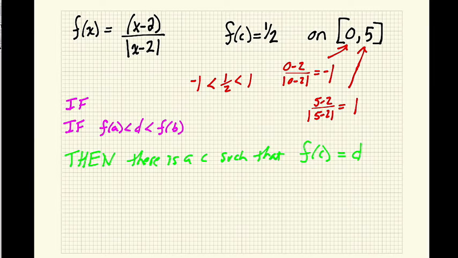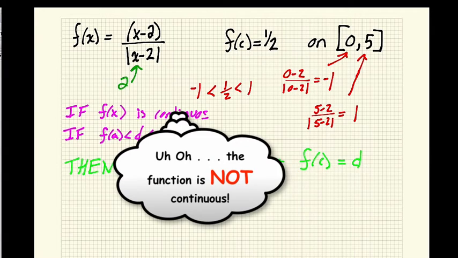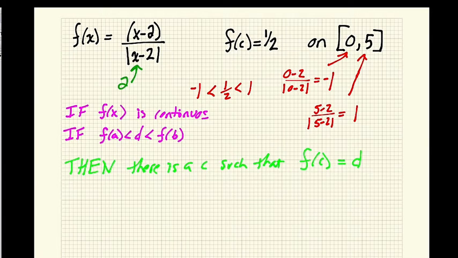The first if, though, is equally as important. The first if here is that the function has got to be continuous. If f of x is continuous. Now, this function, we can see pretty easily by looking at it, that when you plug in 2, you're going to get 0 in the denominator, and it's going to be undefined at 2. 2 is on our interval. Therefore, this function is not continuous. The intermediate value theorem will not tell you anything about the existence of c.